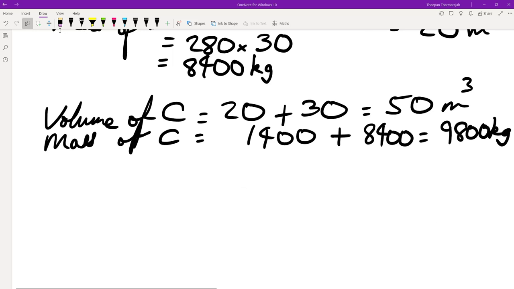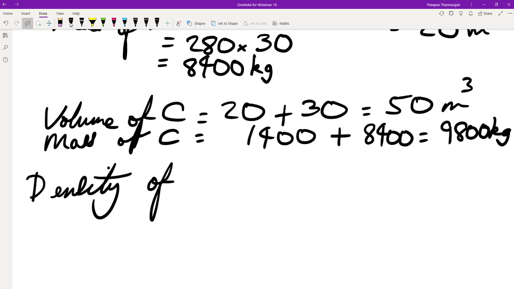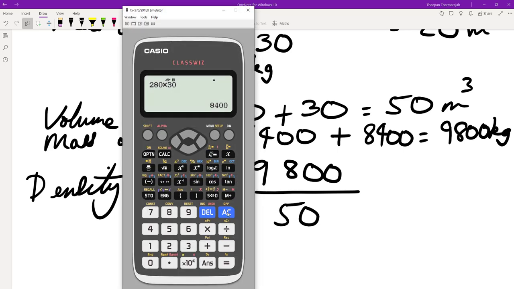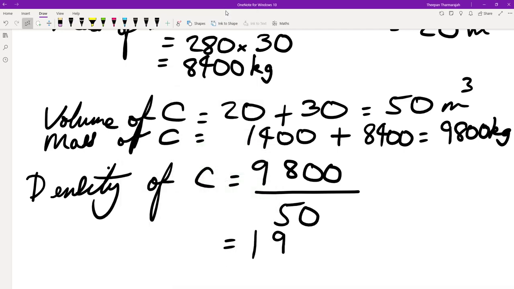So now the density of C is 9,800, which is the mass, divided by the volume. So we can now say 9,800 divided by 50 gives me 196. So it's 196. Now be careful, the units here are kilograms per meter cubed.